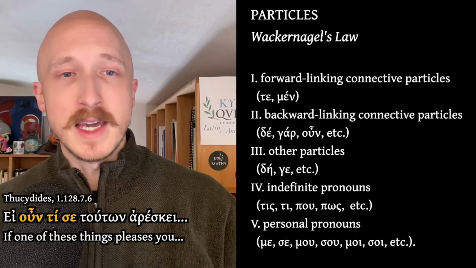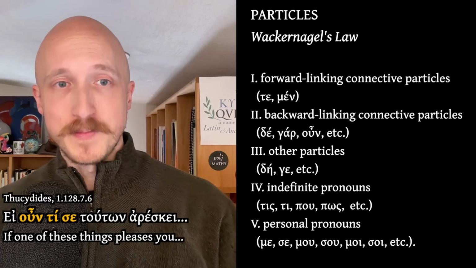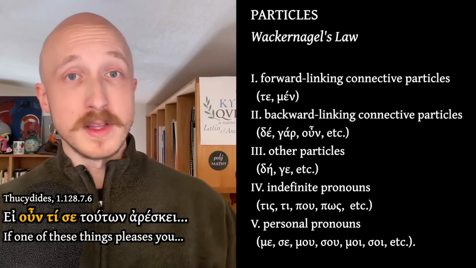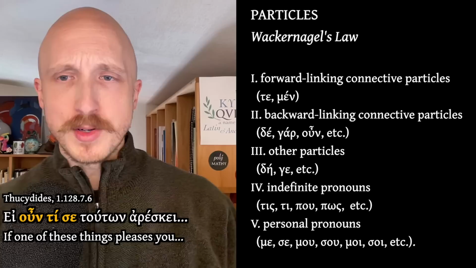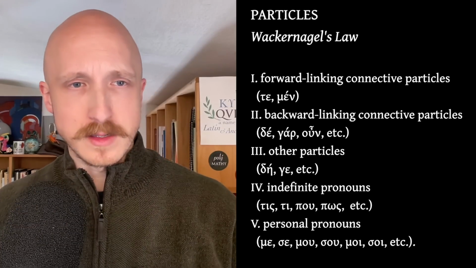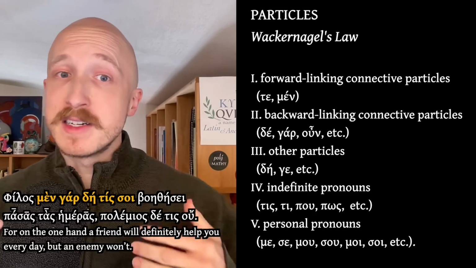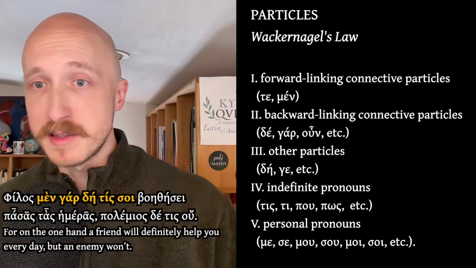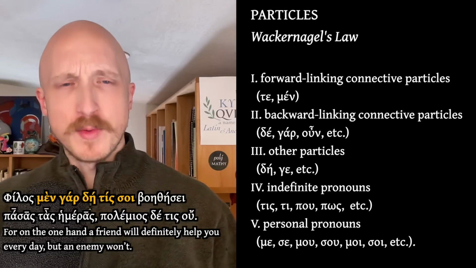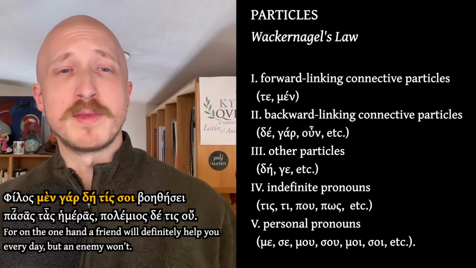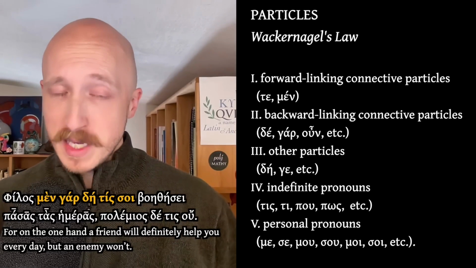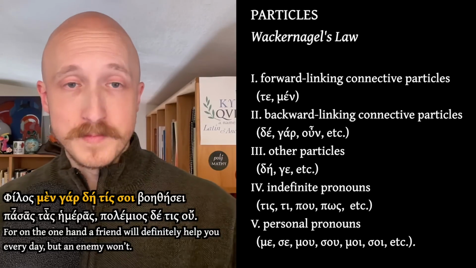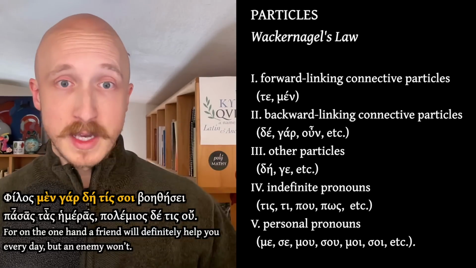And here's another. Oun tis se touto areskei. So ti, the indefinite whatever, followed by se. The se comes after that. We wouldn't see them reversed. I tried to put all 5 categories into one sentence, so I wrote this. Puros men gar de tis soi boetheses pasan tan hemeran, polemios de tis sou. I'm not saying this is a beautiful sentence, but I wanted to put all of the positions, all the 5 positions there, at least one example of each. So men in that first, gar in the second, de, that's one from the third group, tis, that's the indefinite pronoun, and soi, one of the enclitic personal pronouns.